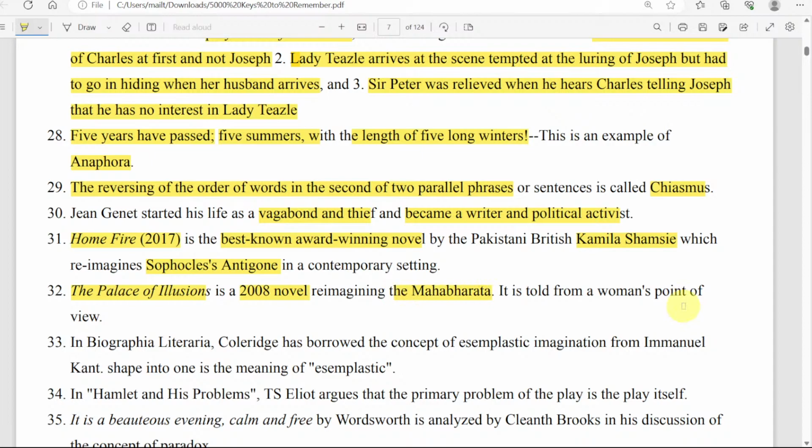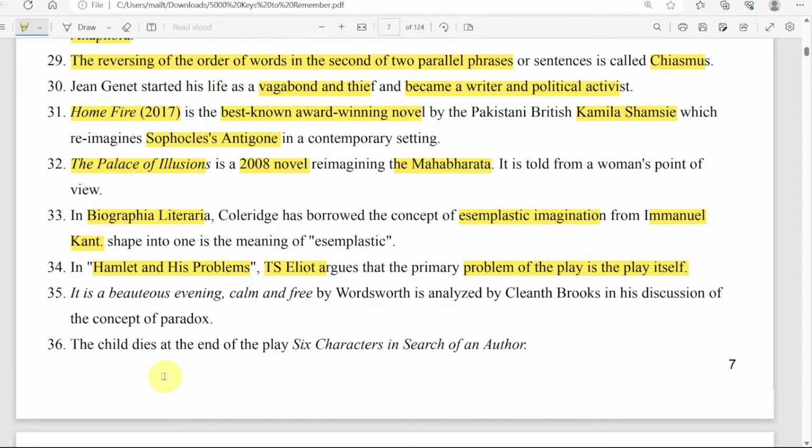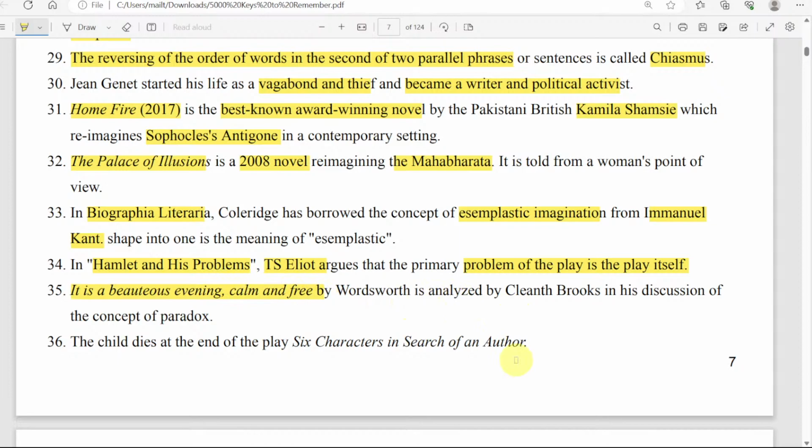Now again, a question about Biographia Literaria, that Coleridge has borrowed the concept of esemplastic imagination from Immanuel Kant. Shaping into one is the meaning of esemplastic, right? In Hamlet and His Problems, what did T.S. Eliot argue about, that the play itself is the problem of the play, the play itself about Hamlet, he said. Who? T.S. Eliot, right? And It Is a Beauteous Evening, Calm and Free, by Wordsworth, is analyzed by Cleanth Brooks in his discussion of the concept of paradox.